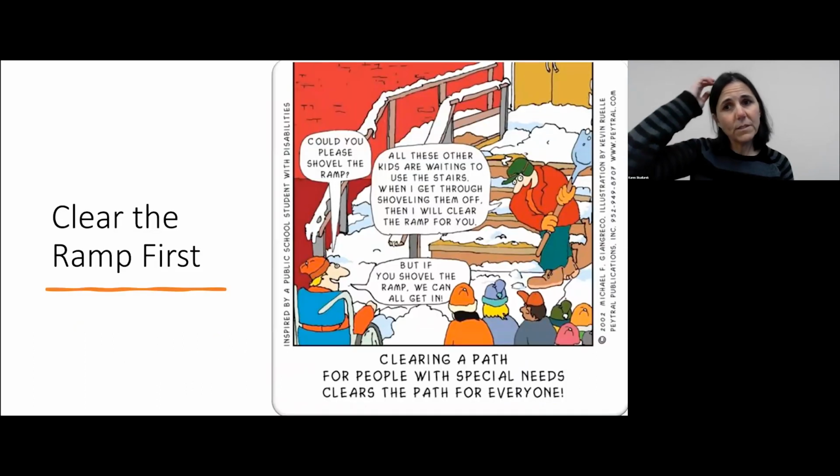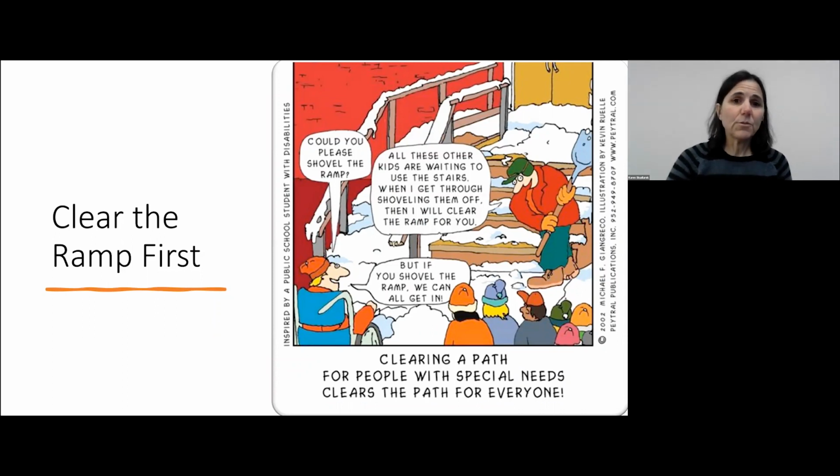And so this is just a caricature that talks about why are we clearing the steps for those who can walk up the steps first? Why not clear the ramp so everybody can access it? So why not make all these things accessible at the start so that everybody can access your course right away, rather than doing a little bit at a time, and then when you have time to get to the ramp, you get to the ramp. So the idea of this is clear the path so that everybody has access.